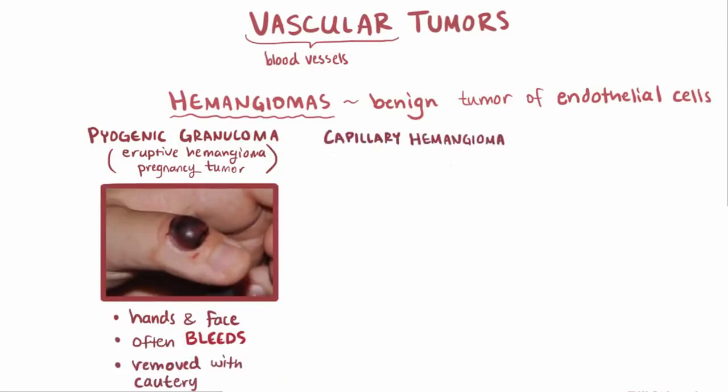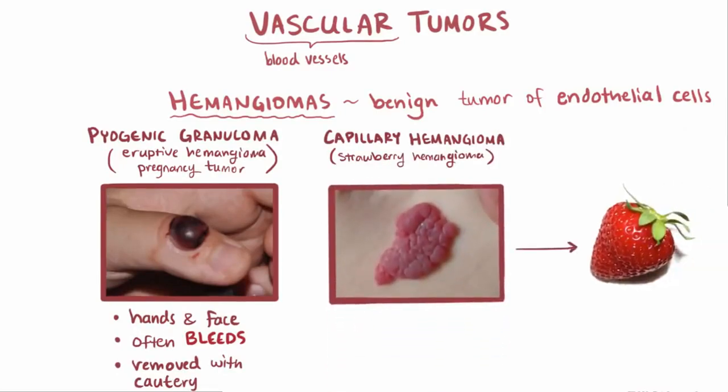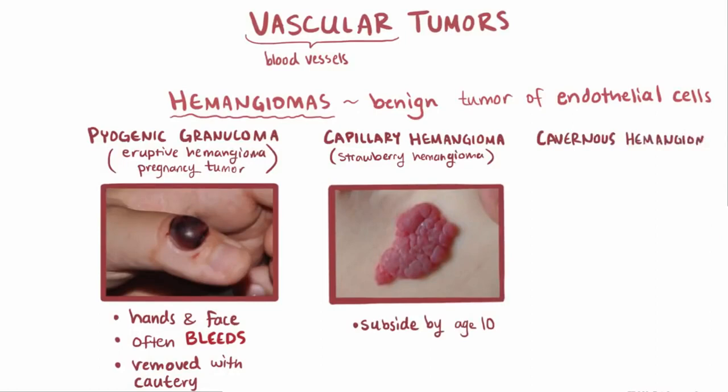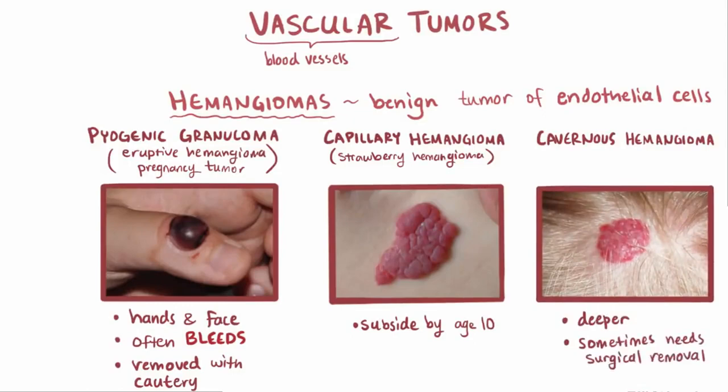Capillary hemangiomas, sometimes called strawberry hemangiomas, are the most common type and are raised and lumpy, kind of like a strawberry, I guess. And these usually subside by age 10. Finally, cavernous hemangiomas are similar to capillary hemangiomas, except that they're typically deeper and they can disappear on their own, but sometimes might need surgical removal.